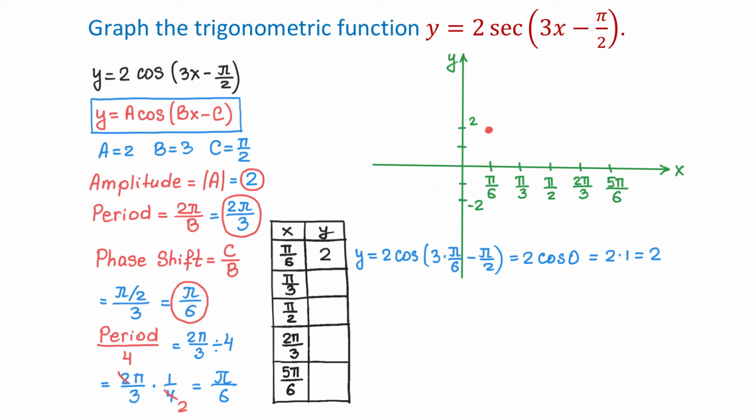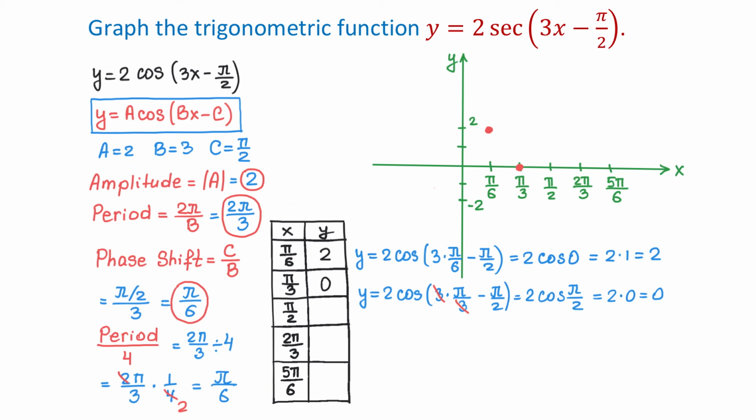Next, we will find the value of y when x is pi over 3. So y equals 2 cosine of 3 times pi over 3 minus pi over 2. Here 3 and 3 will cancel and pi minus pi over 2 is pi over 2. Then we will write 2 cosine of pi over 2. Cosine of pi over 2 is 0 and 2 times 0 is 0. So when x is pi over 3, y is 0. And in the coordinate system, this point is on the x-axis.